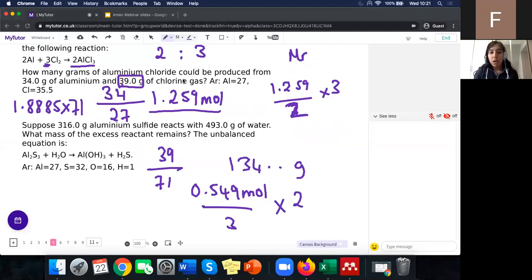Someone's asking, is this for the higher tier? Yes. You have to be able to calculate limiting reactants in the foundation tier, but this particular question is a higher tier question. Great, 0.366.